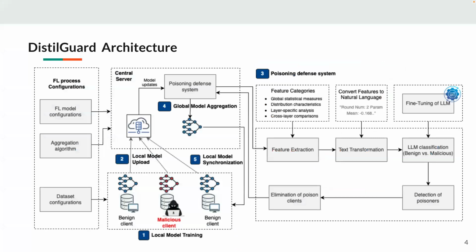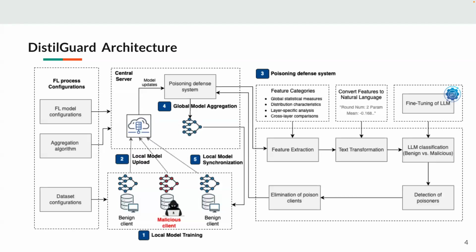This is our proposed architecture for DistilGuard. DistilGuard is designed to identify and eliminate malicious clients in FL systems, which are vulnerable to poisoning attacks that can degrade model performance. Unlike traditional defenses that rely on fixed statistical thresholds, DistilGuard uses DistilBERT, the LLM that allows it to capture complex patterns in client behavior that conventional methods often miss.